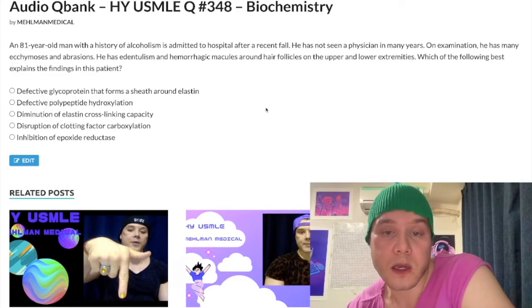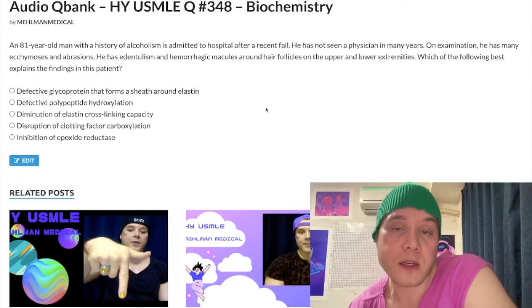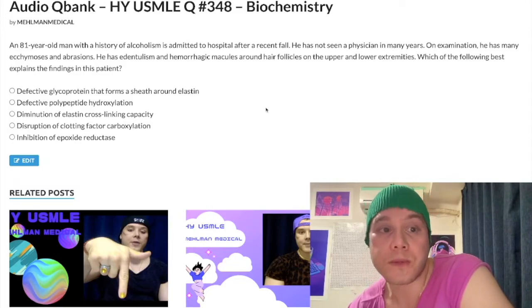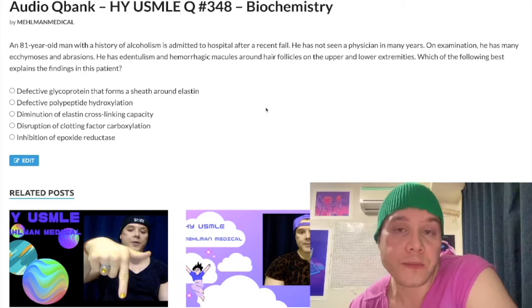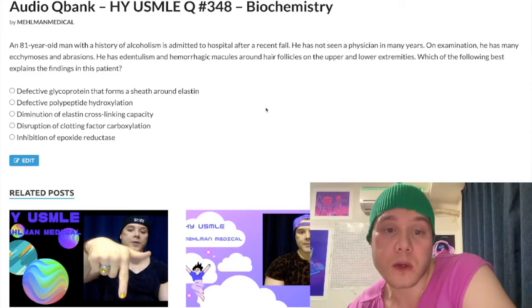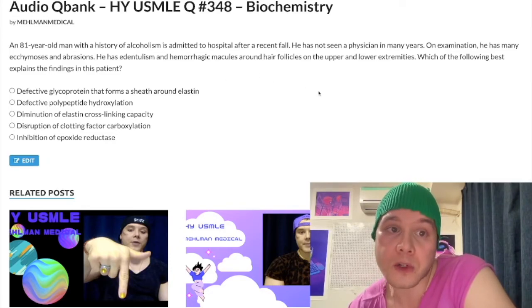Vitamin C is a cofactor for hydroxylase enzymes, and we need hydroxylation when we are synthesizing collagen, okay? So if you have vitamin C deficiency, we get defective collagen synthesis, okay? Easy bruising, perifollicular hemorrhages, loss of teeth, okay? So defective polypeptide hydroxylation, that's our answer.